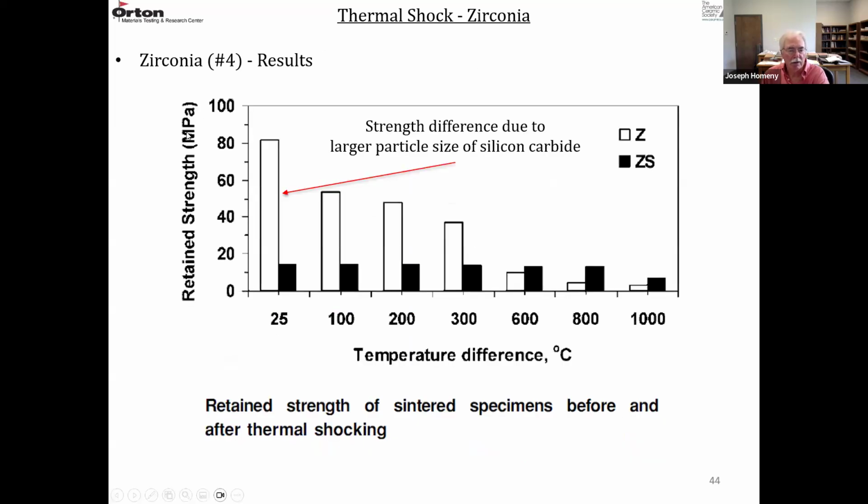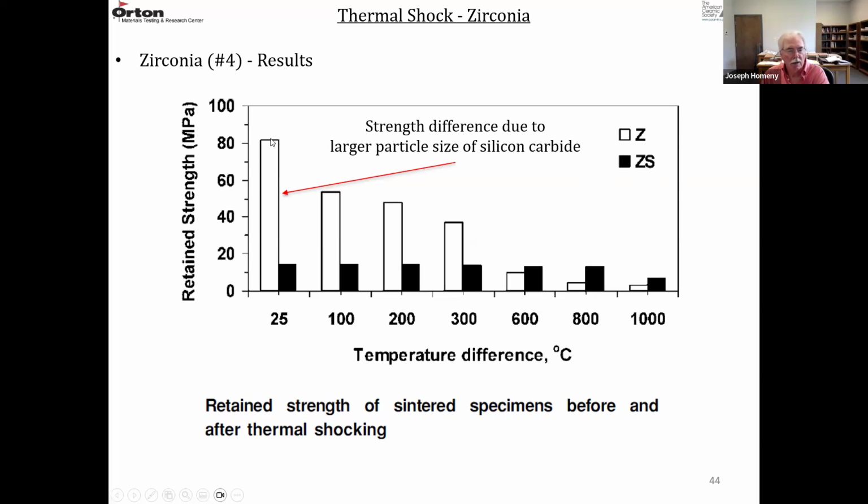So they looked at retained strength versus quench temperature difference. So this is basically your room temperature strength. And then this is quenching from 1000 degrees C back down to room temperature. So this is before thermal shocking, and these are after thermal shocking at 100, 200, 300, 600, 800, and 1000 degrees C. So the open bars are zircon, and the black bars are zircon with the silicon carbide.